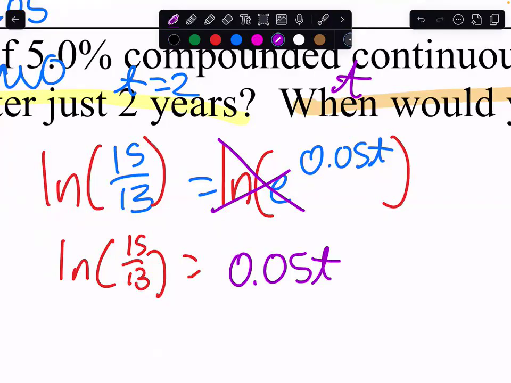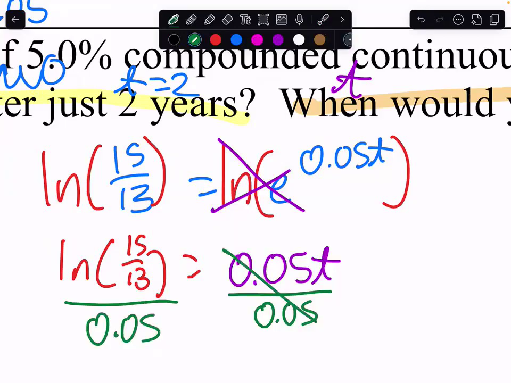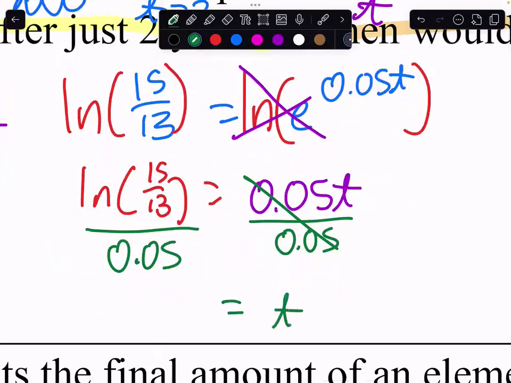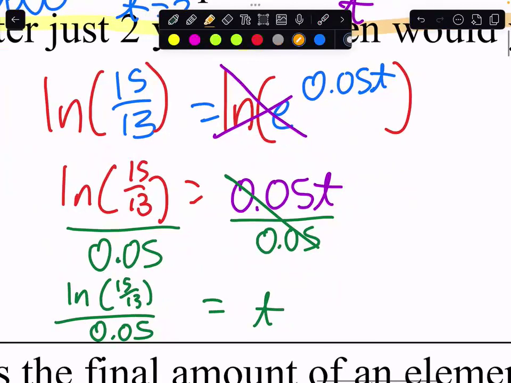Okay, so we've gotten the variable t out of the exponent, but it still has a 0.05 attached to it. So let's divide both sides by 0.05. Okay, so the 0.05 cannot go into the argument. It would only affect the coefficient if there was one, but there isn't. Okay, so this would be your exact answer if I asked you for that.